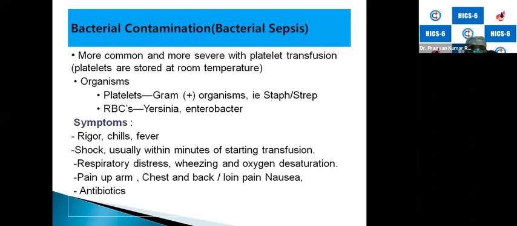If it comes to platelets, usually a gram-positive organism is involved. If it is through RBCs, Yersinia, Enterobacter, mostly gram-negative. Somebody developing rigor, chills, fever following blood transfusion, we have to be very, very careful. Think of inadequate storage of the blood, inadequate transportation of the blood. So that's why the blood product is growing some amount of bacteria, which after transfusion enters the recipient's blood and causes this sort of symptom.